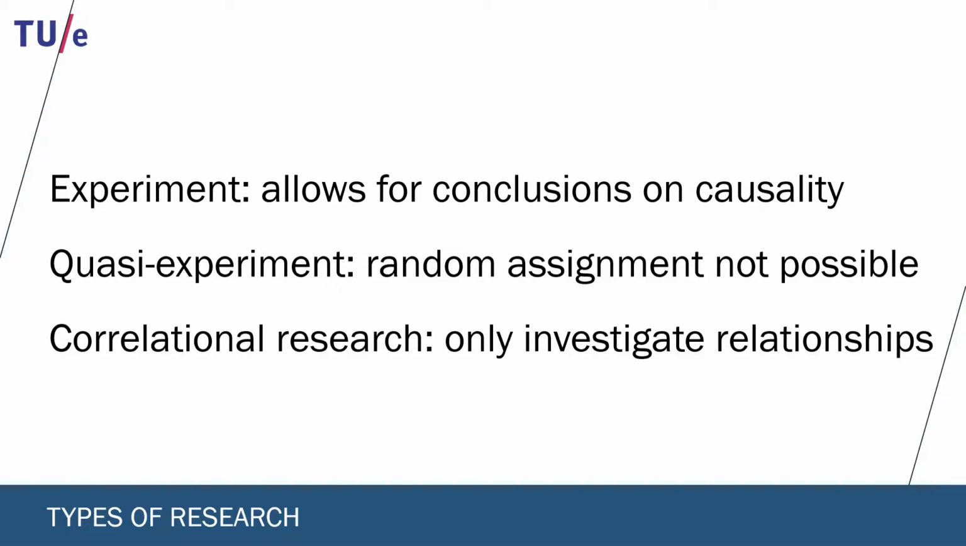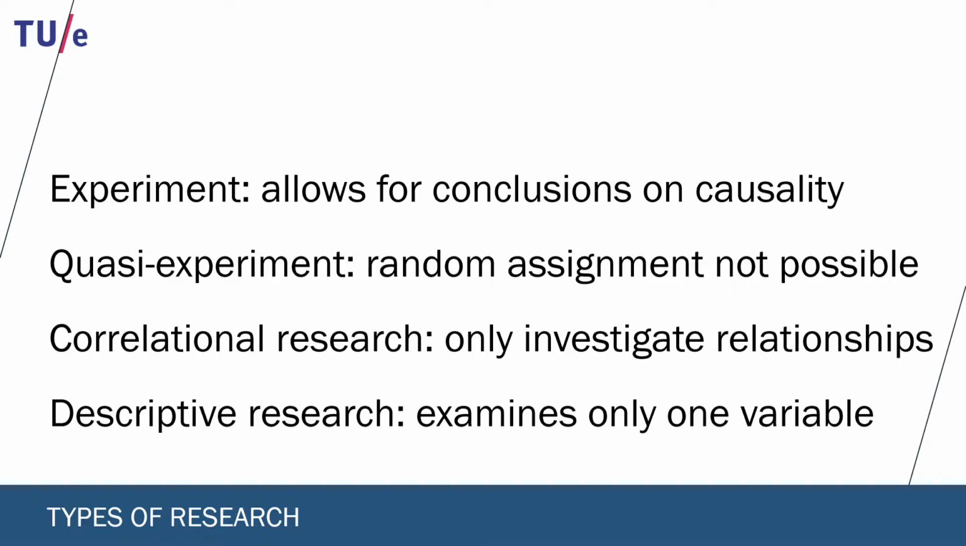A third type of research is correlational research. This type of research only investigates relationships between variables. So we cannot make any causal inferences in this type of research. The final type of research is what we call descriptive research. This type of research only examines one variable or one topic. And this is the type of research we often see when we have qualitative research questions.